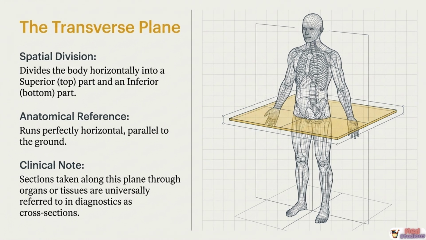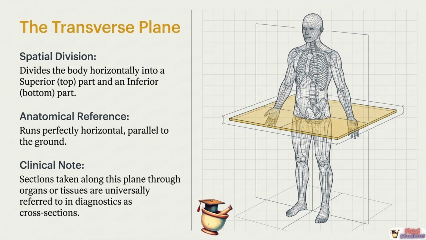The third and final cardinal plane is the transverse plane, shown here in gold. Unlike the coronal and sagittal planes, which are both vertical, the transverse plane is perfectly horizontal. It runs parallel to the ground, dividing the body into a superior portion, the top, and an inferior portion, the bottom. It can be placed at any height along the body's vertical axis, at the level of the navel, the chest, the neck, or anywhere in between. The transverse plane has a critically important clinical application that you will encounter constantly. Sections taken through organs or tissues along this plane are universally known as cross-sections in diagnostic medicine.